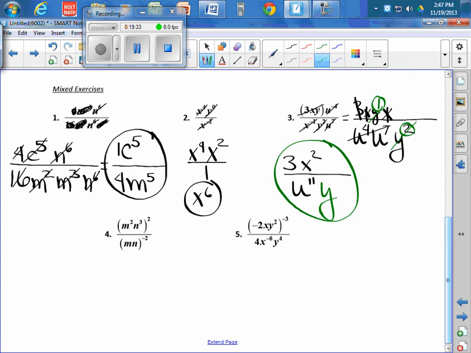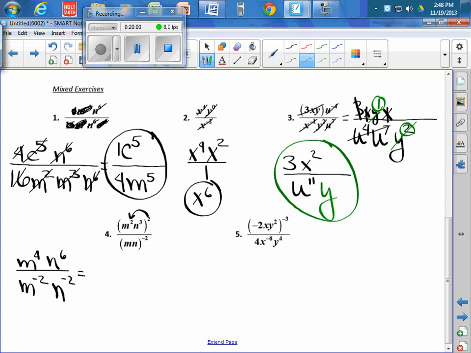In number 4, eliminate the parentheses. Fraction bar. In the numerator, I'm going to take the 2 times this 2, and I'm going to get m to the 4th. I'm going to have n to the 6th over m to the negative 2, n to the negative 2.